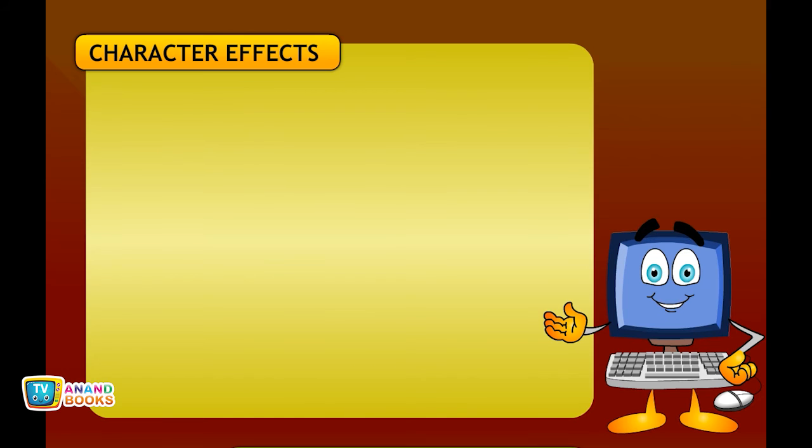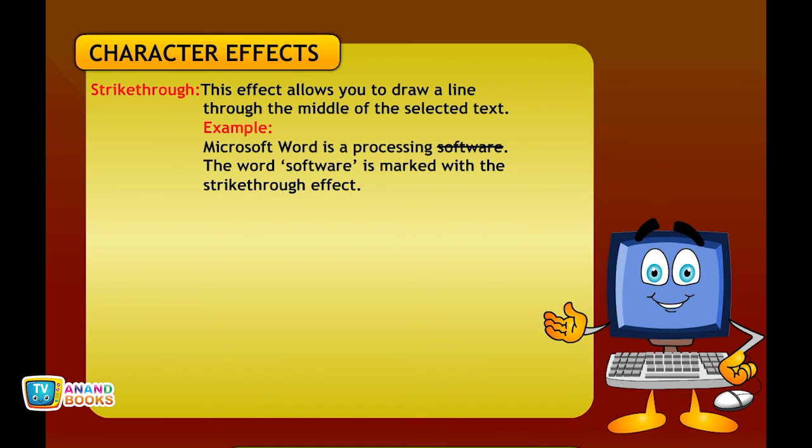Character effects. Strike-through. This effect allows you to draw a line through the middle of the selected text. Example: Microsoft Word is a processing software. The word software is marked with the strike-through effect.